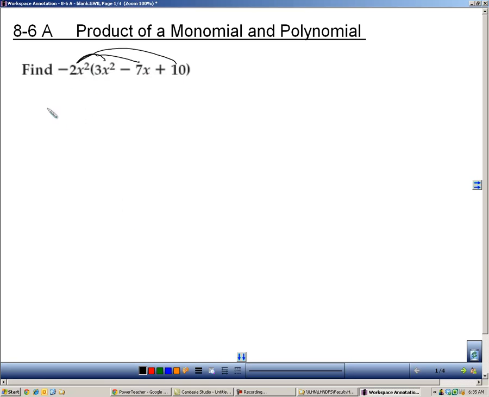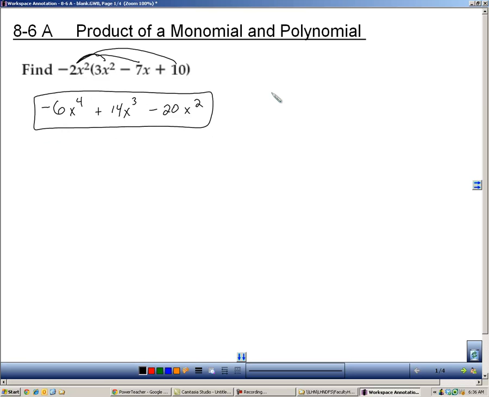Negative 2 times 3 is negative 6. X squared times x squared is x to the fourth. You're going to add the exponents. Negative 2 times negative 7 is positive 14 x to the third, add the exponents, and negative 2 times 10 is negative 20 x squared. Next thing to do is look for like terms. I don't see any, so that is simplified.